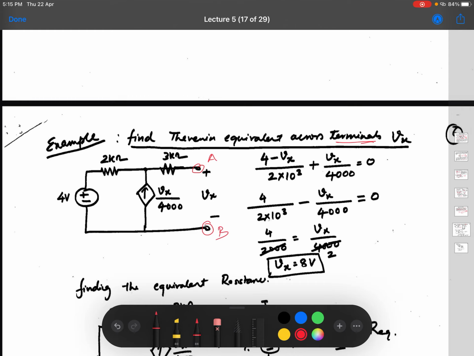In this circuit, you have an independent voltage source, and you also have a current source, but this is a dependent current source, and the dependence of that current source is on this voltage Vx. So Vx by 4000 is the amount of current flowing into this.